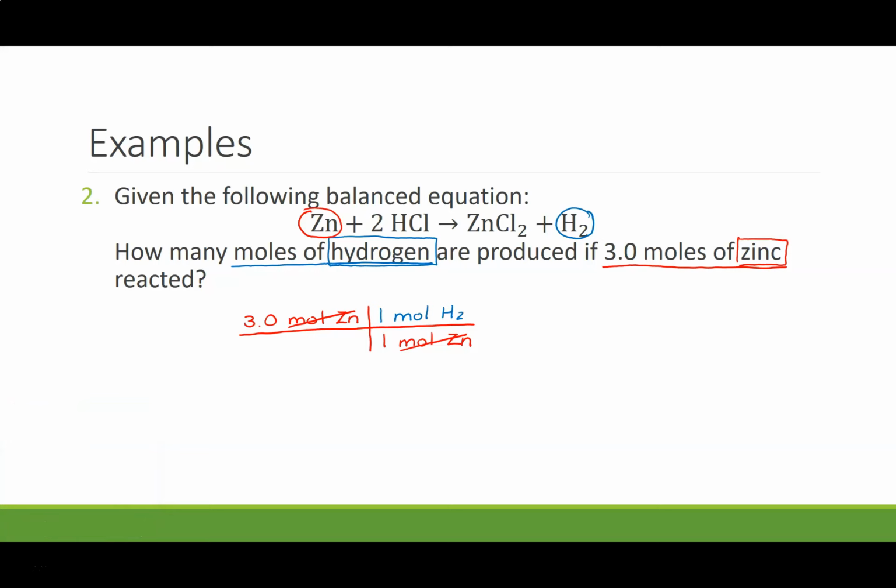The next step says to convert the moles of the unknown to the wanted unit. Well, our wanted unit is moles, and we already have moles of H2, so we don't have to do that step. And this is the work completed. So really all we have here is 3.0 moles of zinc times 1 divided by 1, which gives us 3.0 moles of H2.